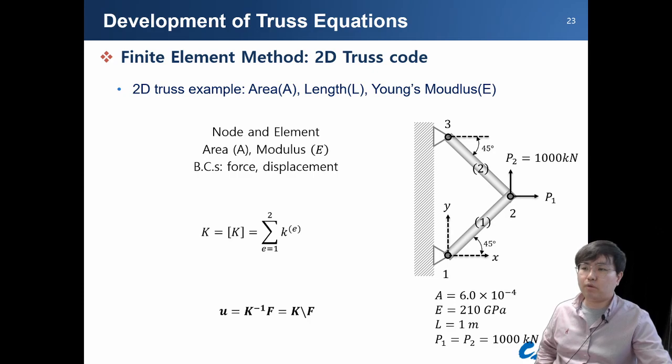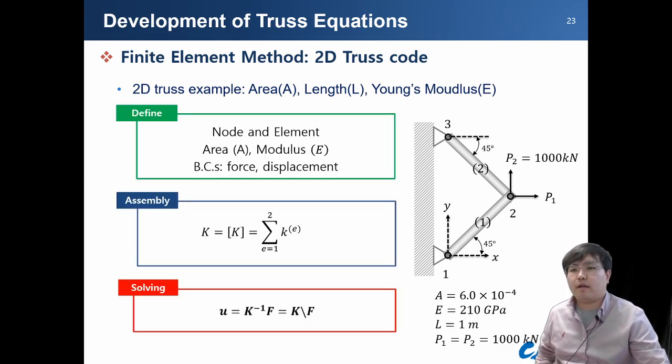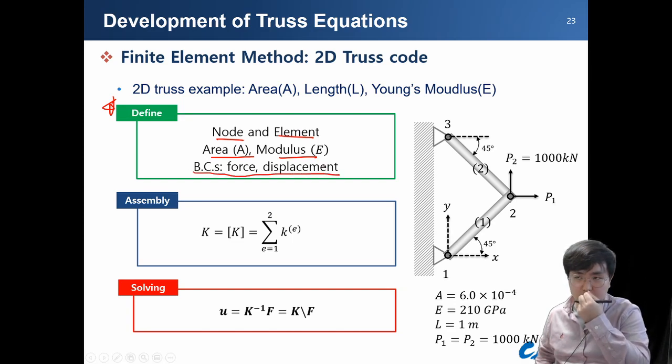However, how can we solve the code? I already introduced the one-dimensional truss FEM code, so today I'm going to introduce the 2D truss code in MATLAB. First we should define the nodes, elements, and other material properties or boundary conditions. A node contains coordinate information, x and y coordinates, and an element is a connectivity.